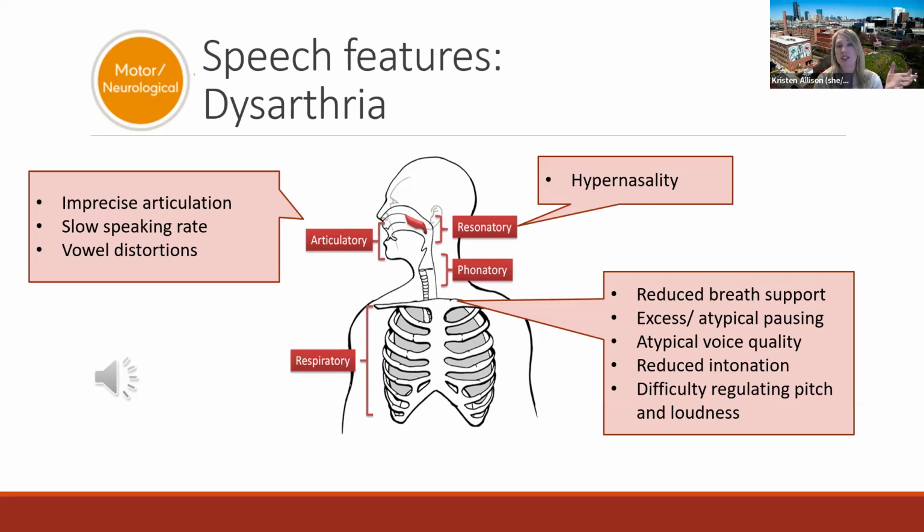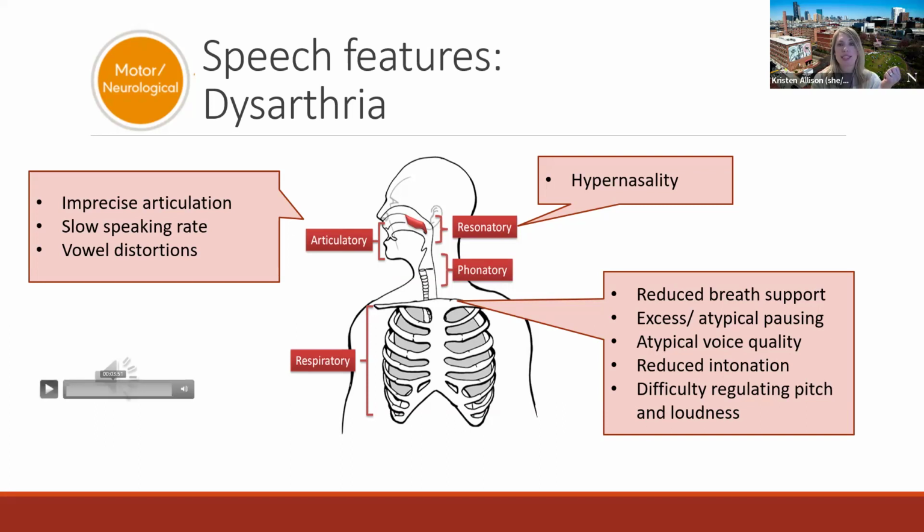Hypernasality can occur intermittently for children who have trouble with control of their velum, or their soft palate, which usually closes off the nasal cavity for certain sounds. If children have weakness in that part of the body, then they can have hypernasality, or their speech can sound too nasal. And then common articulatory characteristics of children with dysarthria include imprecise articulation. So it may be like a slushy quality to their speech, a slow speaking rate, and they also very commonly have distortions of vowels and consonants.